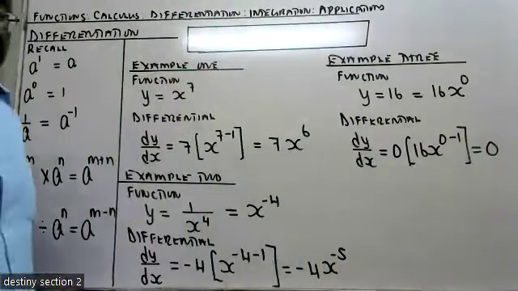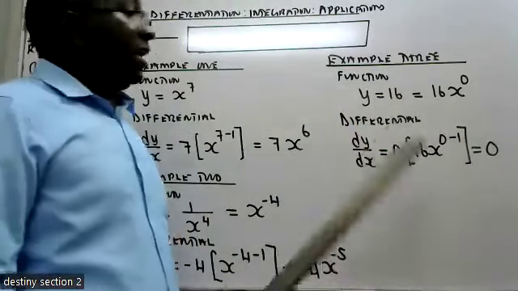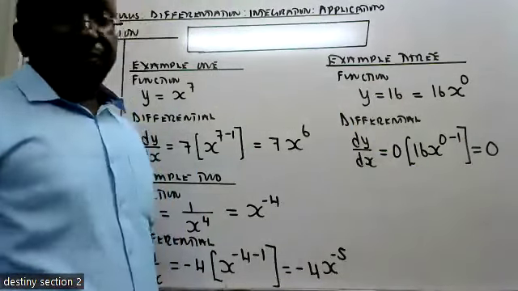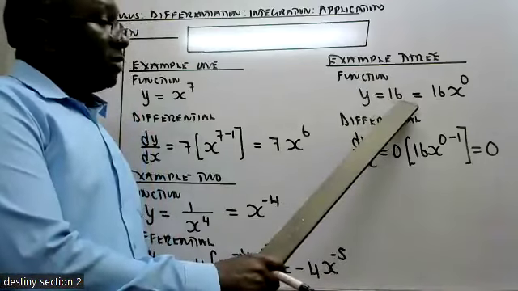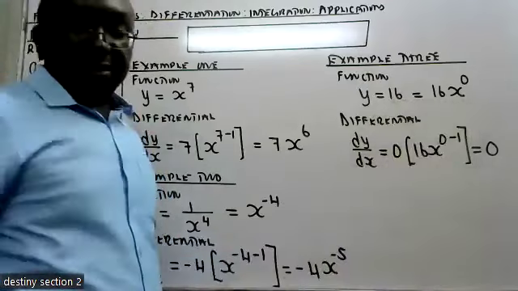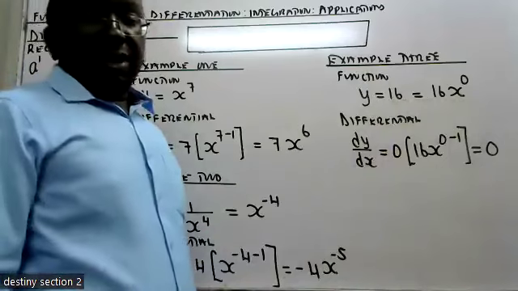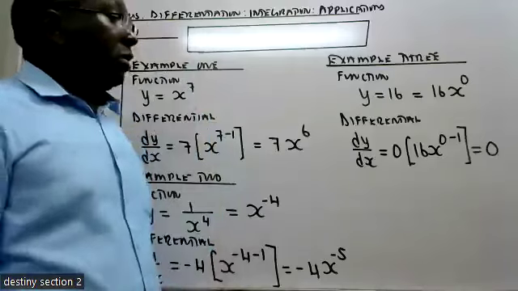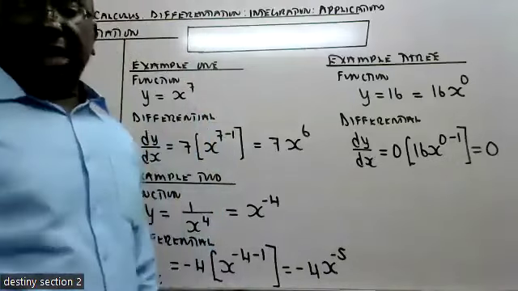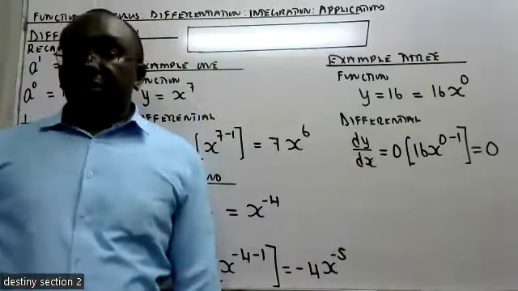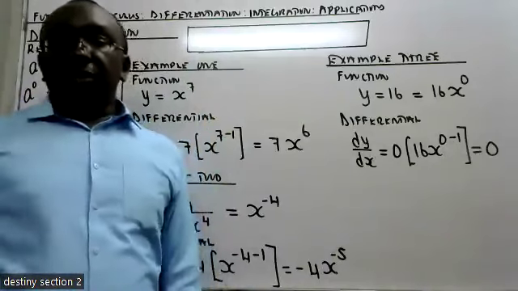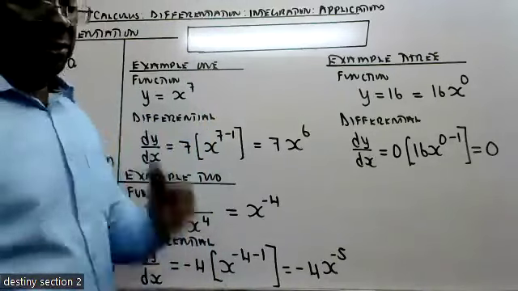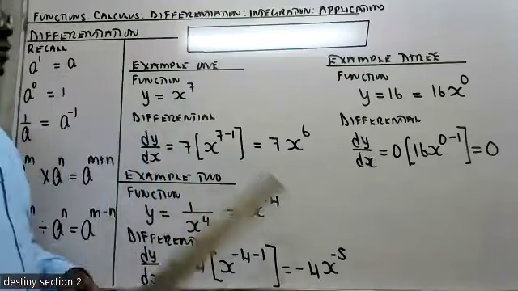Now, a value in a function that does not have x is called a constant. This one is a constant. You see, it does not have x. And we have said the differential of a constant is always 0, because something that is constant is something that is not changing. So if you are looking for the rate of change, it goes without saying, it will be 0.